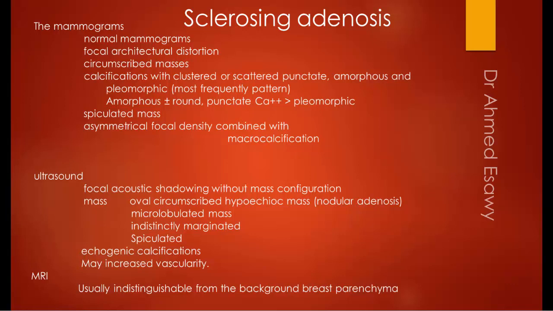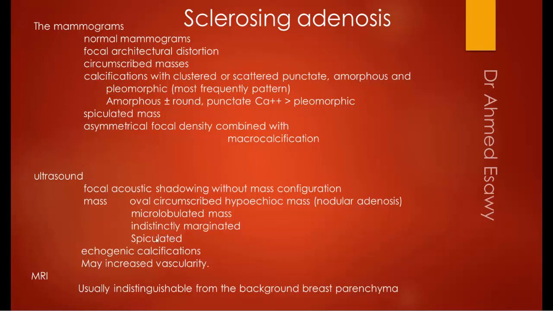Ultrasound in sclerosing adenosis: either focal acoustic shadowing without mass configuration or a mass-like area. This mass is seen as an oval circumscribed hypoechoic mass, nodular adenosis, microlobulated mass, indistinctly marginated spiculated mass.